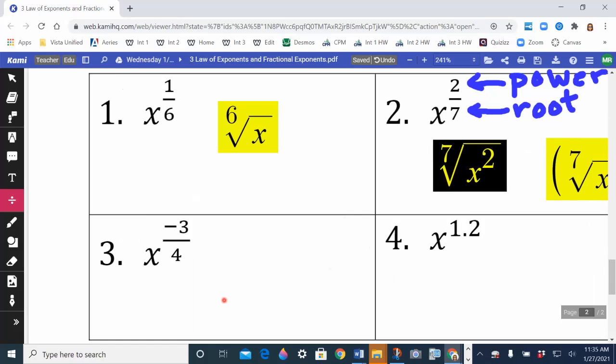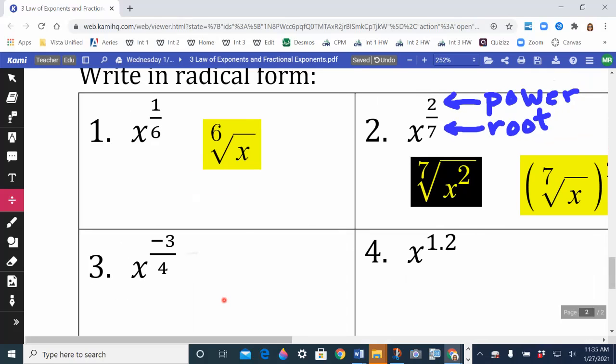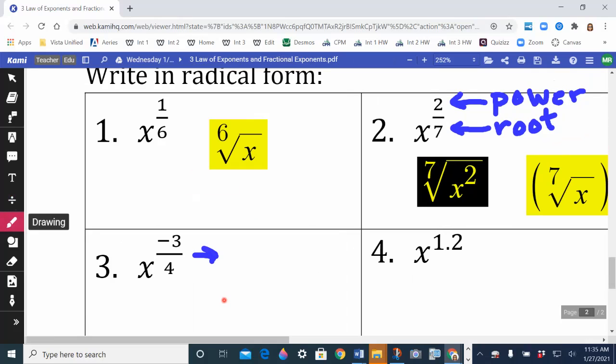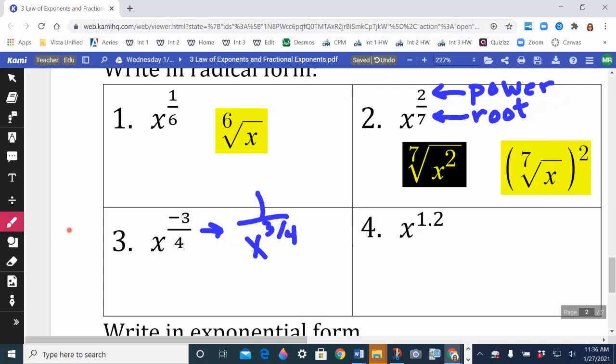So on the next one, just a little reminder, if it's raised to the negative power, it's going to be the reciprocal. So this is going to be 1 over x to the 3/4. So I'm going to have 1 over basically the 4th root of x to the 3rd. And I'm going to just do this one more time.